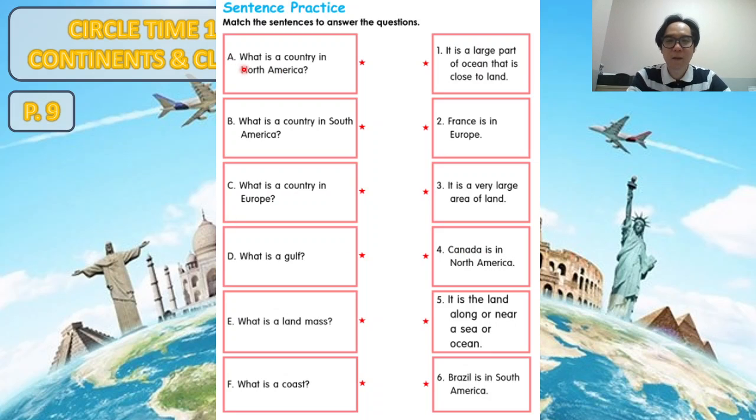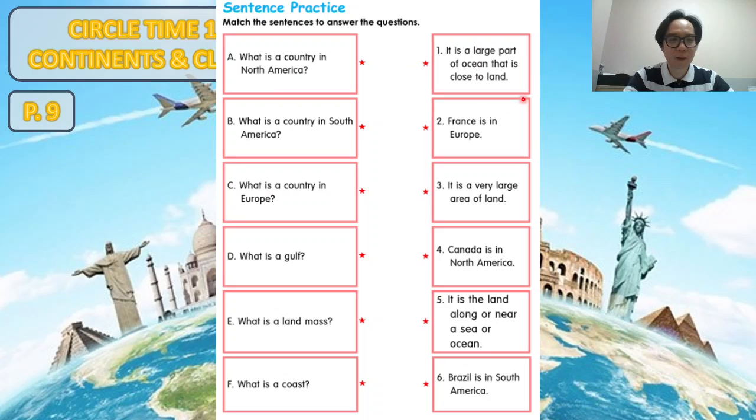Letter A says, what is a country in North America? So when we need to find the answer here, do we want to read every single word in every single box? No. We could, but it'll take a long time. What we need to do is find an answer that says a country in North America. So our answer will probably have North America inside of it.